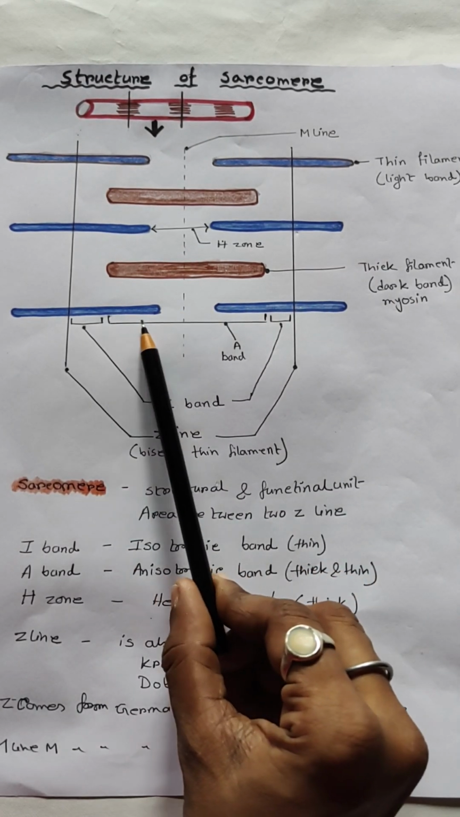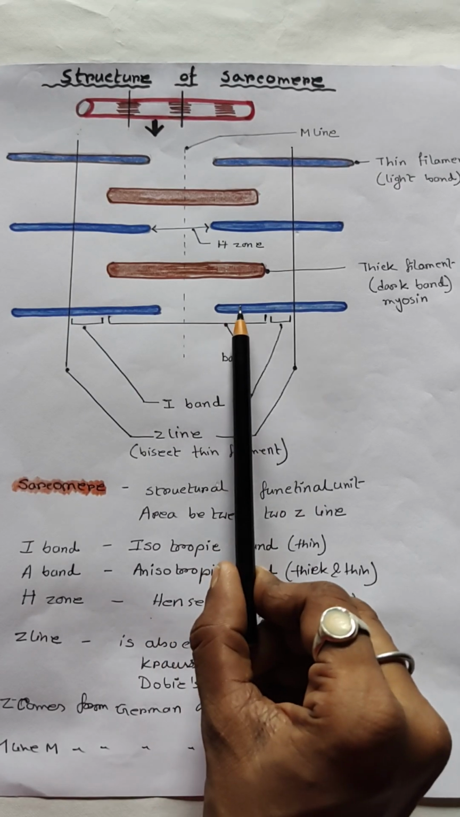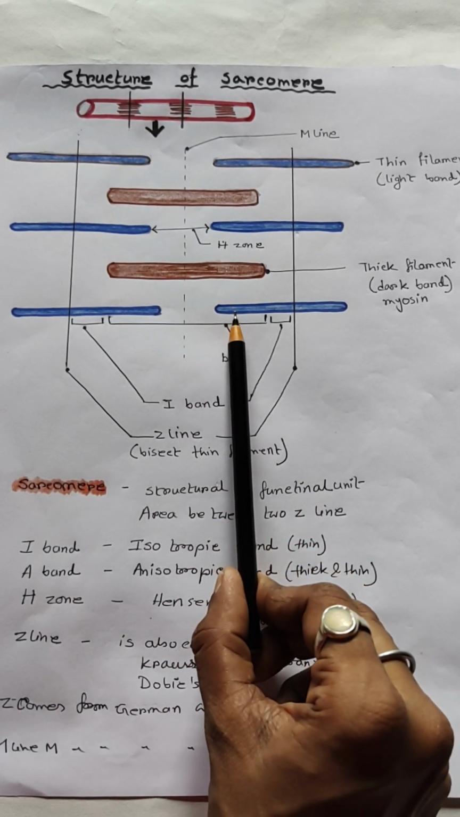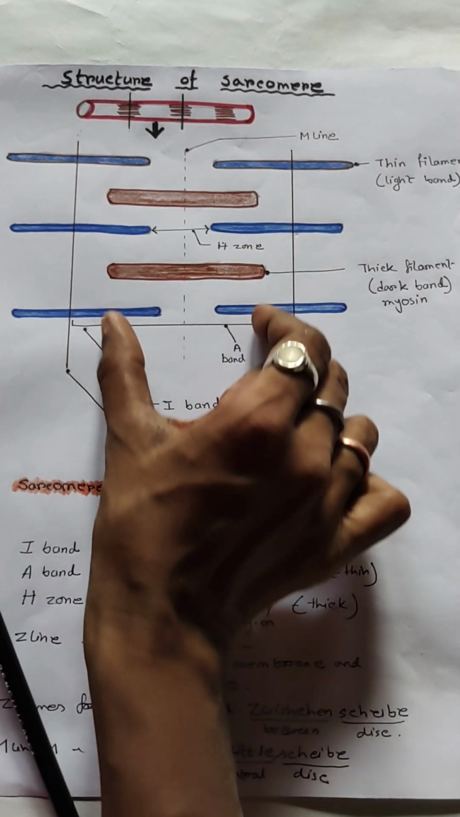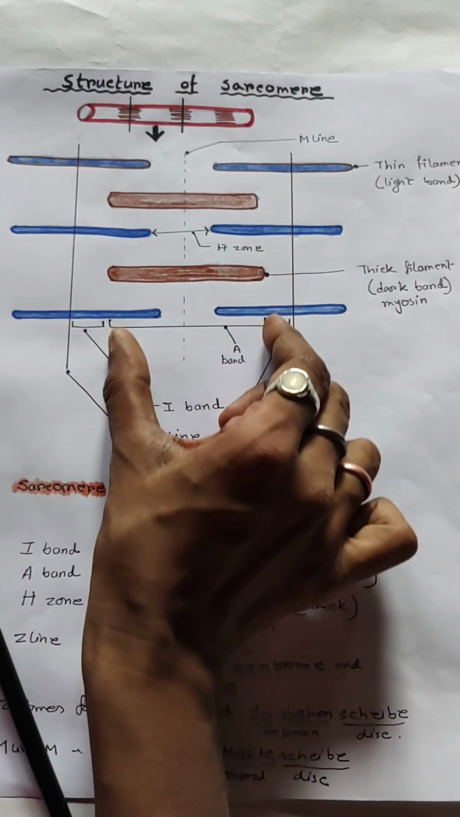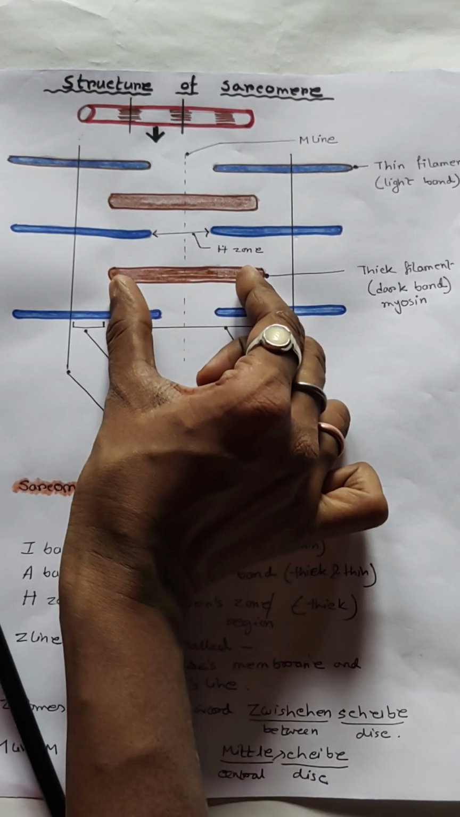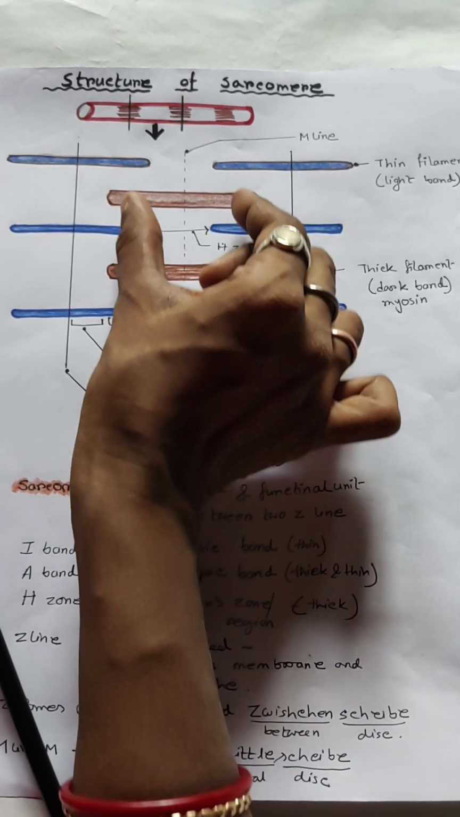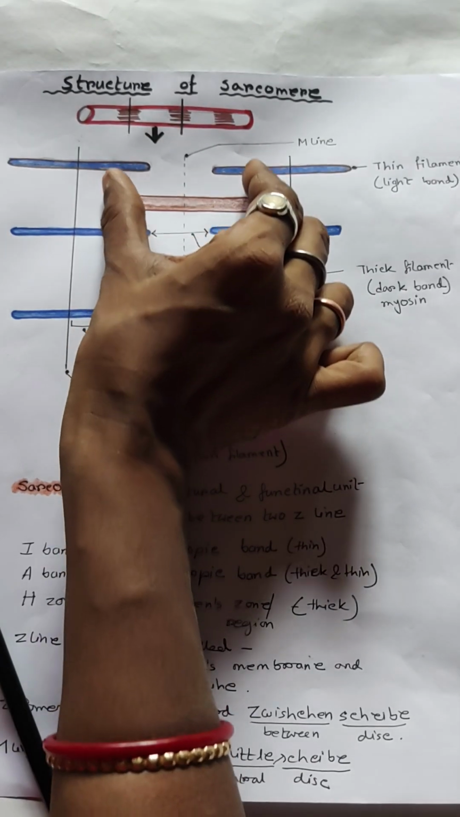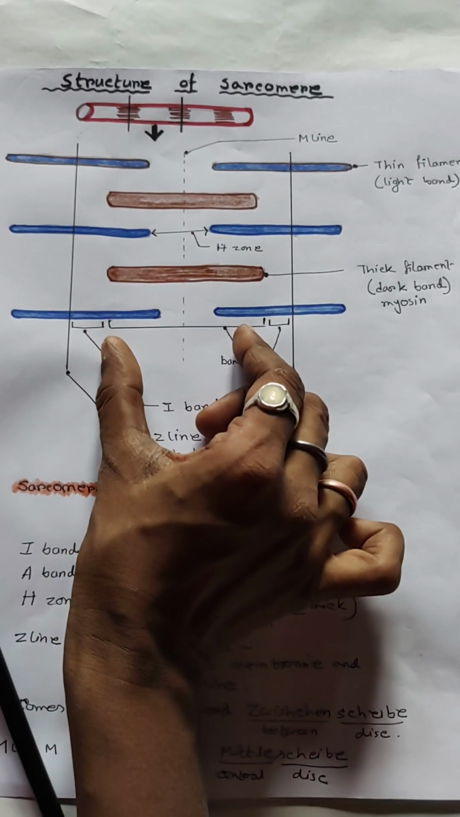This is the A band. The A band contains both the thin and thick filaments. Look at this picture here. This portion is the A band. Within this part there is a light band and a dark band, light band, dark band, light band. So the A band contains both the filaments, dark and light.